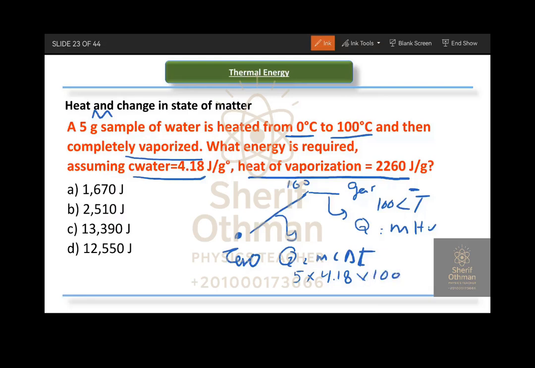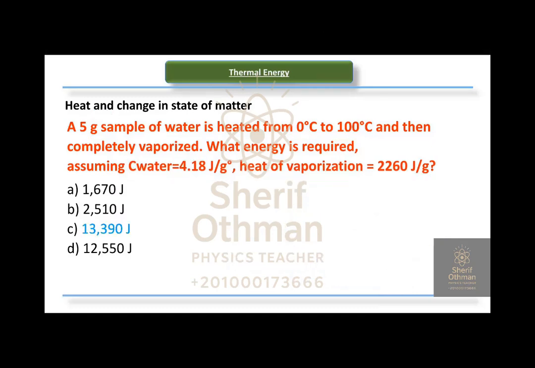Revise the units, guys. Here, the specific heat is per gram, and also the mass is in grams. So be careful. And also the heat of vaporization is per gram. So it's easy to use gram with gram. We don't need to convert. Here, m is 5 multiplied by 2260. So by adding the results of these two operations, we will find that it will be 13,390, the amount of heat added.